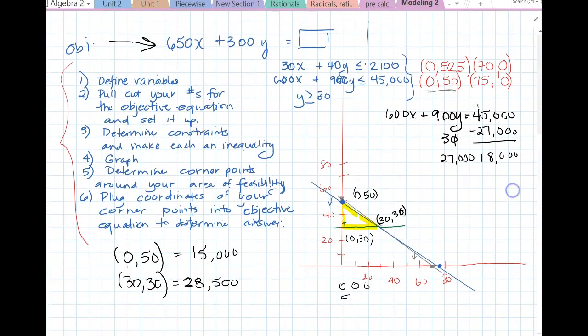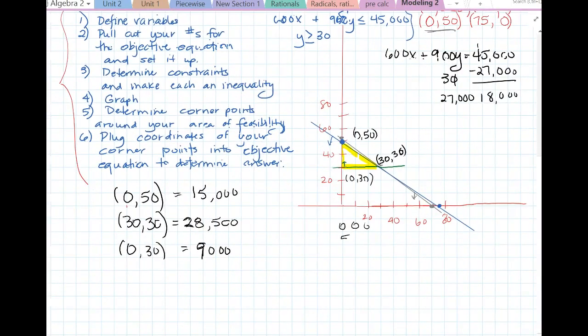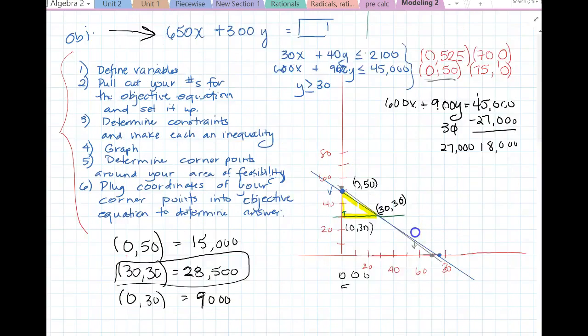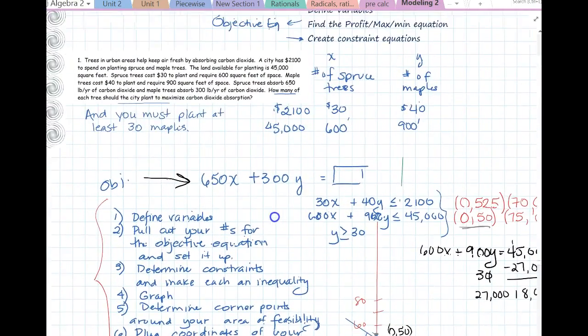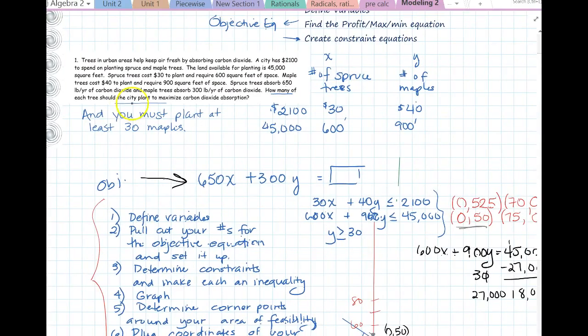Okay, and then there's a point at 0, 30, which would be 0, 9,000. I'm sorry, would be, yeah, 0 plus 9,000 is 9,000. So which way is it going to absorb the most? And it's this one. When there are 30 maples and there are 30 spruces, you're going to get 28,500 pounds per square year absorbed. So let's make how many of each tree? 30, 30. We've answered it. That's what these are like.